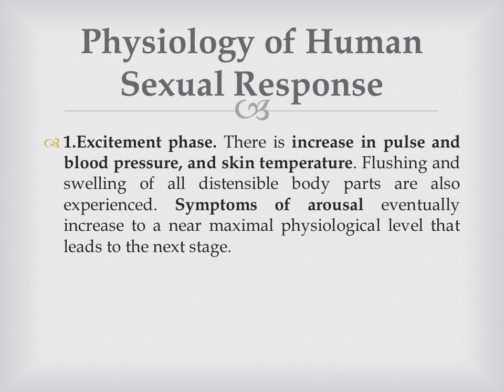So the excitement phase occurs when the two individuals are making out, and in this phase, the individuals start to feel their pulse getting faster, their blood pressure getting higher, and their skin temperature changing from warm to hot, like hot flushes. Also the genitals start to swell, both in males and females, and the symptoms of arousal start on the physiological level.